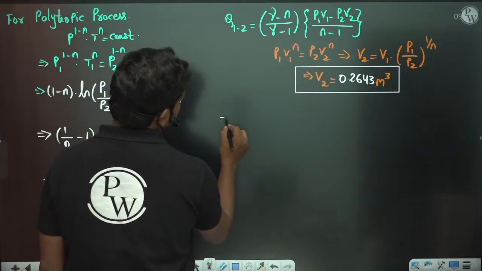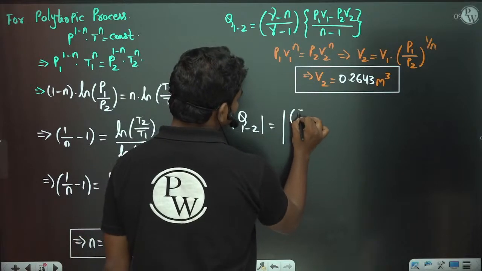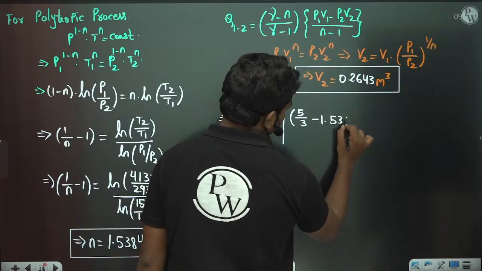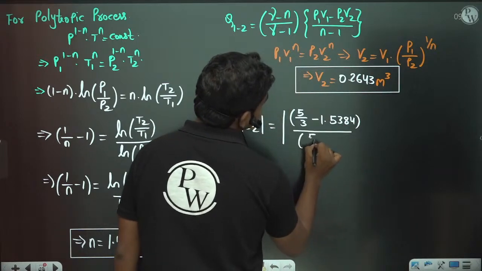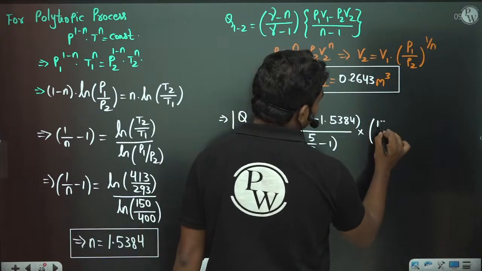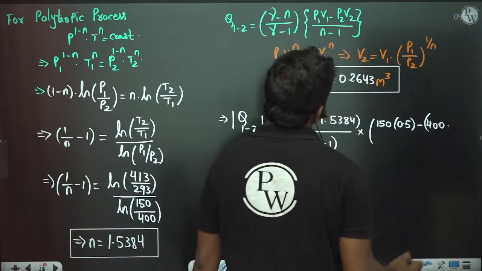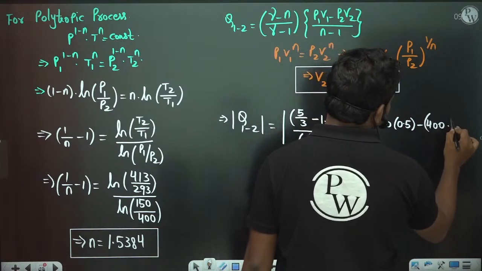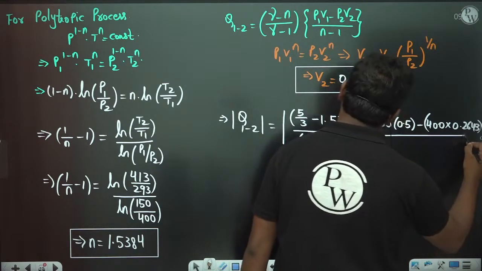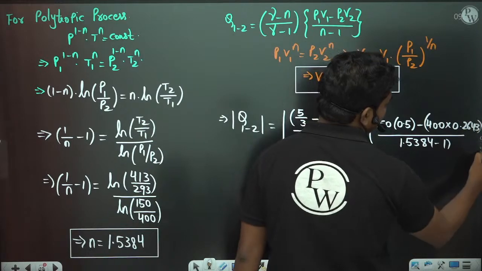So let us substitute. This implies the magnitude of heat interaction is equal to the magnitude of gamma minus n, so 5 by 3 minus this n value, 1 point something 5384, by 5 by 3 minus 1, gamma minus 1, multiplied with P1 V1. So P1 is 150 kilopascals into V1 is 0.5, minus P2 V2. So what about V2 here? 0.2643, by n minus 1. So that's it. This magnitude is what we need here.